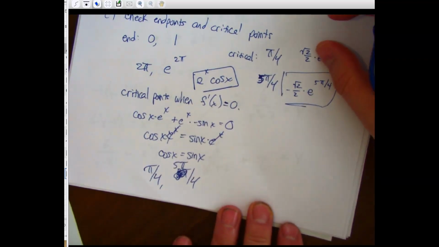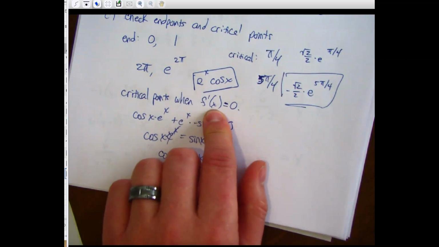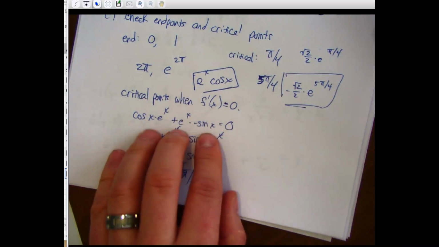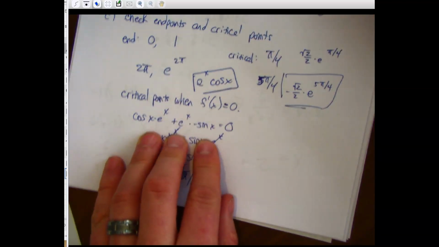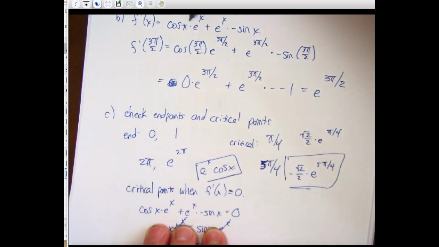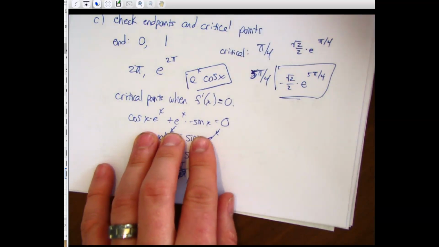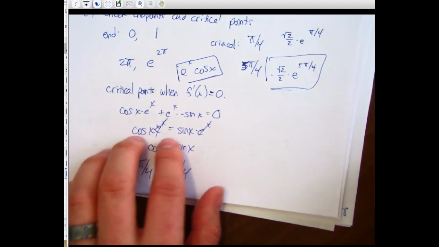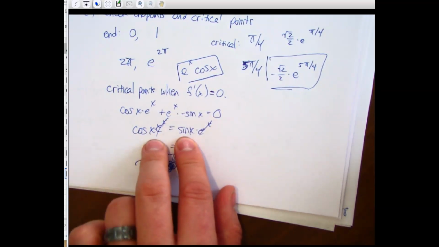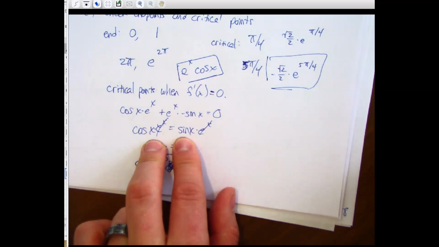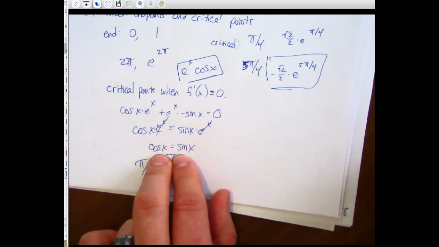Well, then you need critical points also. That's a little tougher in this one. Critical points are when the derivative equals 0. So I have my derivative from up here. Like I already wrote it up here, so it's this guy. We did the product rule, and I got to set it equal to 0. So I added the sine of x to both sides, and then I canceled out the e to the x, and I get cosine equals sine.